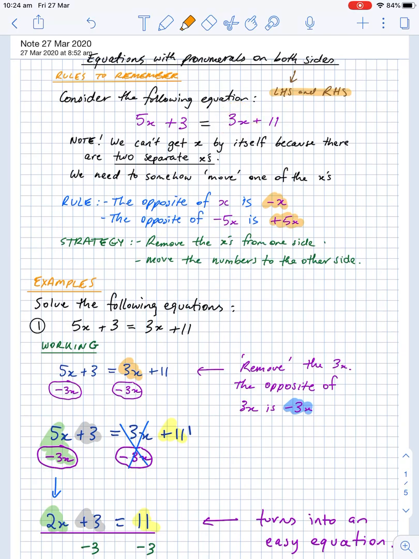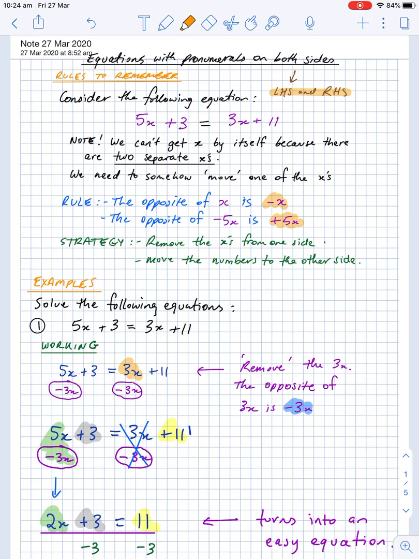So somehow we need to move one of the X's. So the idea is, how do we move an X? Well, this is the rule. So the opposite of X is minus X. So if you want to move an X, you just do the opposite, just like with normal equations. And the opposite of minus 5x is plus 5x. So the idea is we're pretty much just doing the opposite sign. Okay, so you think, opposite of negative is going to be positive, and the opposite of positive is going to be negative. So it's simple as that.